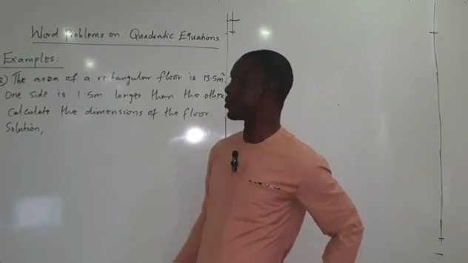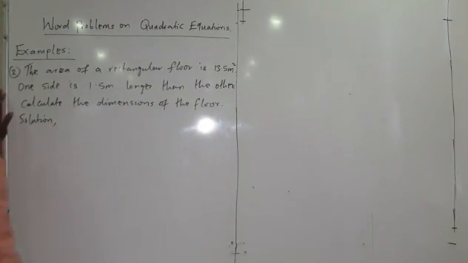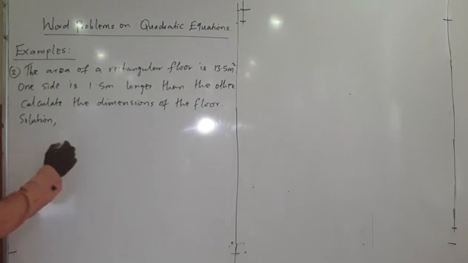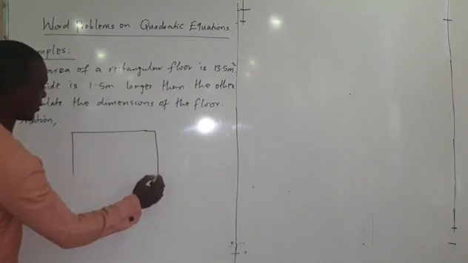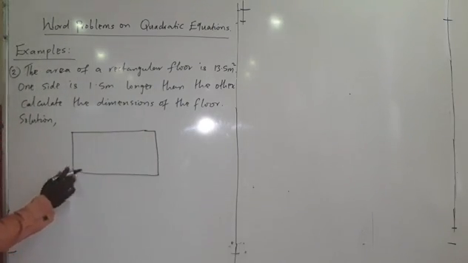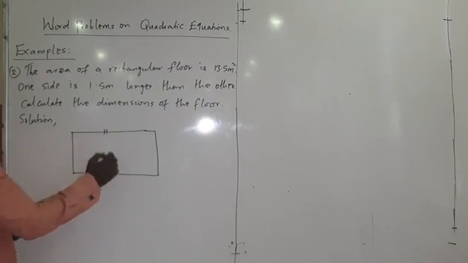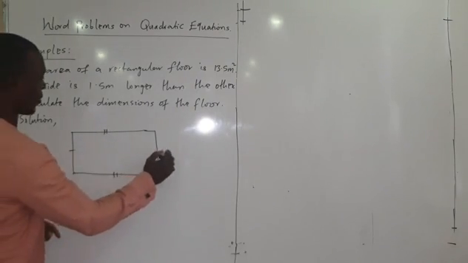So let's move to example 2. It says the area of a rectangular floor is 13.5 meters squared. One side is 1.5 meters longer than the other. Calculate the dimensions of the floor. So the dimensions we are looking for are the length and the breadth. So to do that, we have a rectangular floor as this. One of the properties of the rectangle is that opposite sides are the same.